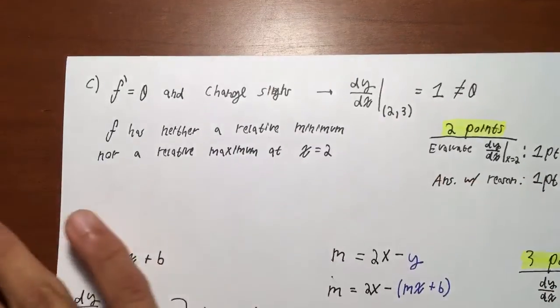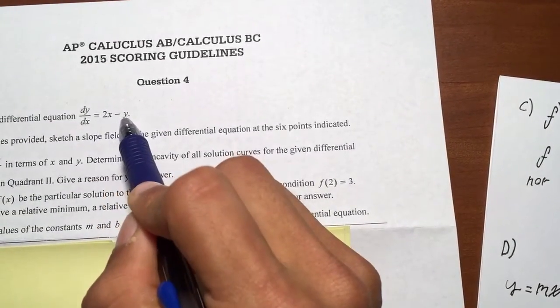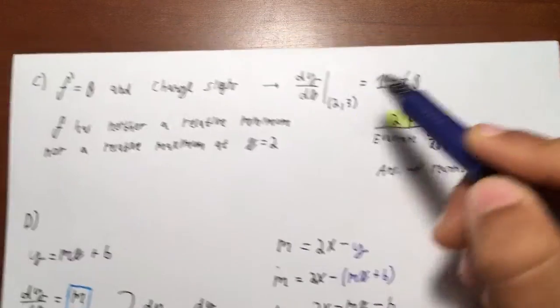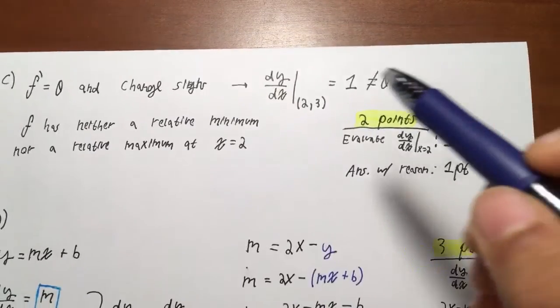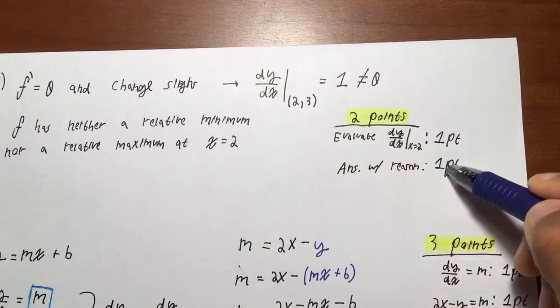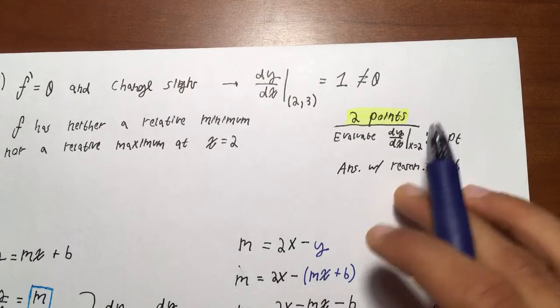But all you had to do there was simply plug in 2, 3 for x and y respectively, and then notice that that did not give you 0, right? Definition of a critical point. And then instead just state that it was neither a minimum or a maximum. 2 points in total, answer with reason, and evaluating dy dx at x equals 2.